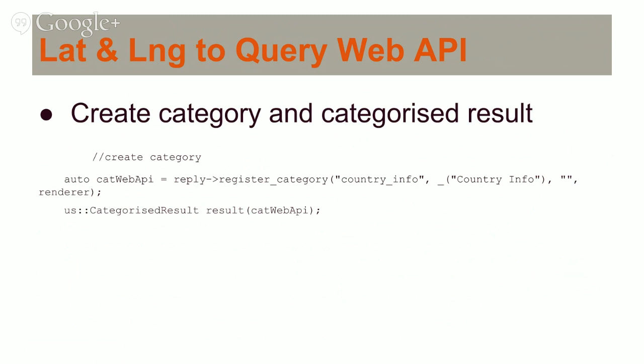All right, here's the creation of the second category. It's using the renderer template at the end of that first line of code. The ID is country_info. The title is country info. Look at that, I actually wrapped it in gettext. And then we create a categorized result, and we're naming it result. So as always, when the result is created, you tell it what its category is. In this case, it's cat web API, and we get a result. And that result we're going to use to populate with the data that we get back from the web query.